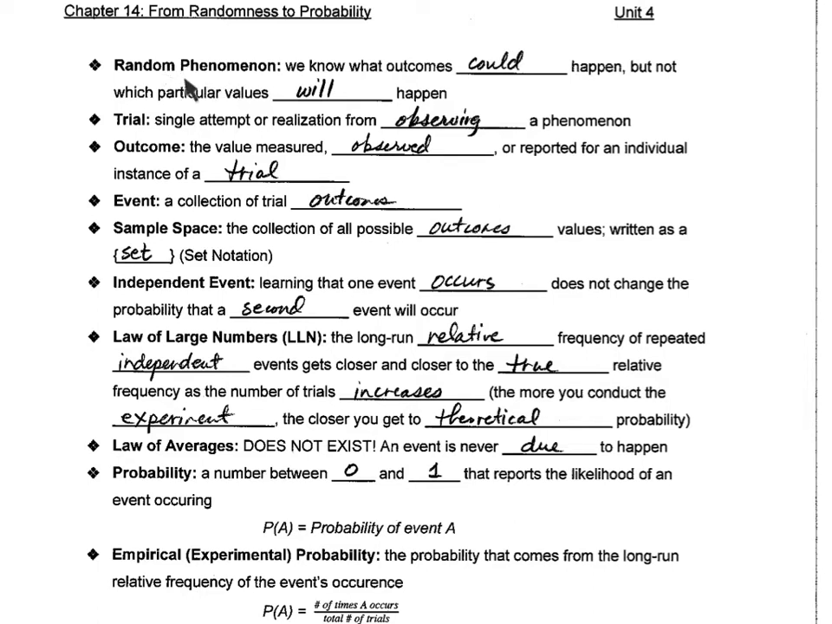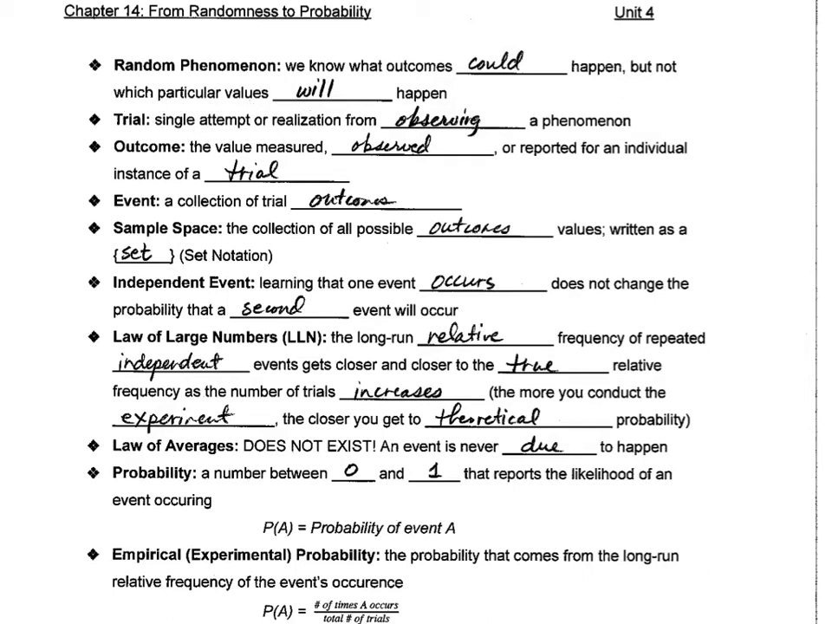Random phenomenon. Okay, so first of all, let's talk about the word random. Something that is random is something that you cannot predict. Okay, there is no pattern to it. So when we talk about random phenomenon, we know what outcomes could happen. For example, I can give you the list of things that could happen, but I don't know exactly what's going to happen this one time. So random phenomenon is we know what outcomes could happen, but not which particular values will happen.